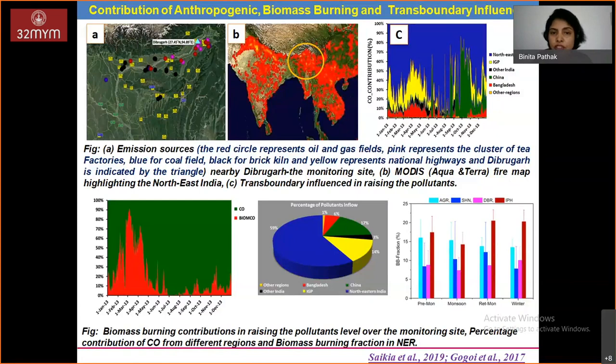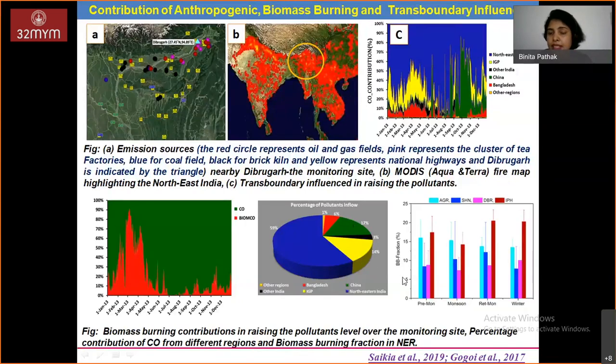And to quantify how much of this biomass burning contributes to the carbon monoxide, which is an atmospheric pollutant with a lifetime of 1 to 3 months, at the measurement location Dibrugarh, where we have some measurements of carbon monoxide, methane, etc., we found that on a day-to-day basis, up to 90% of carbon monoxide can be contributed by this biomass burning. Thus, the location Dibrugarh experiences 59% of the contribution of carbon monoxide from the northeastern region itself, followed by the Chinese region and the Indo-Gangetic plain.